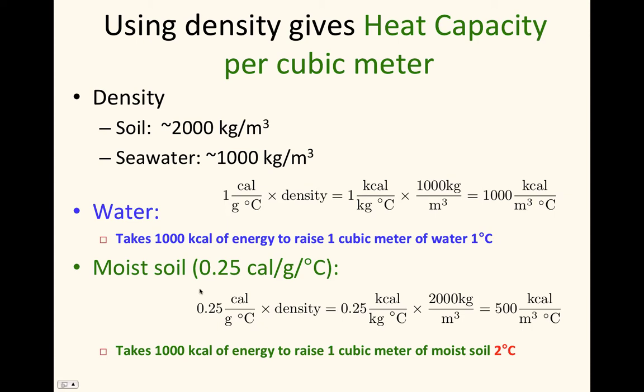Celsius. For moist soil, you take the specific heat capacity of it, which was 1/4 the amount of the specific heat capacity for water, multiply it times its density, which is twice as dense as water, and now you get 500 kilocalories required to raise the temperature of 1 cubic meter by 1 degree Celsius.